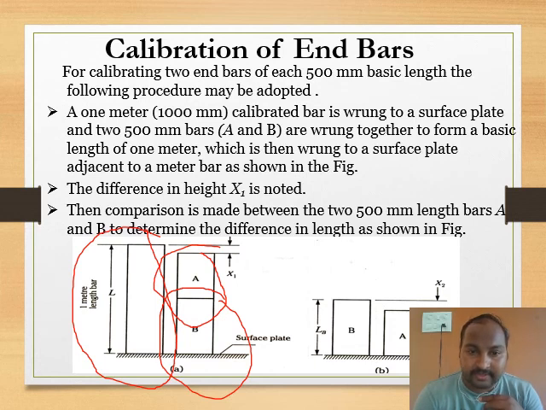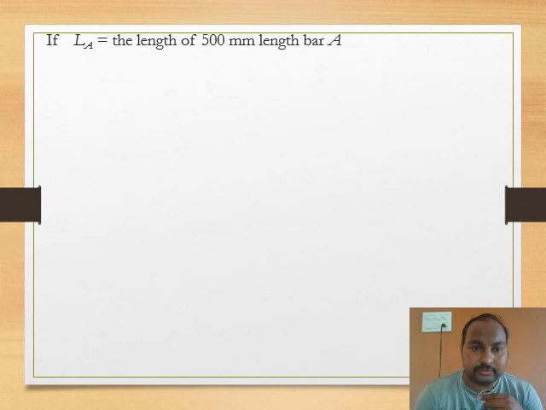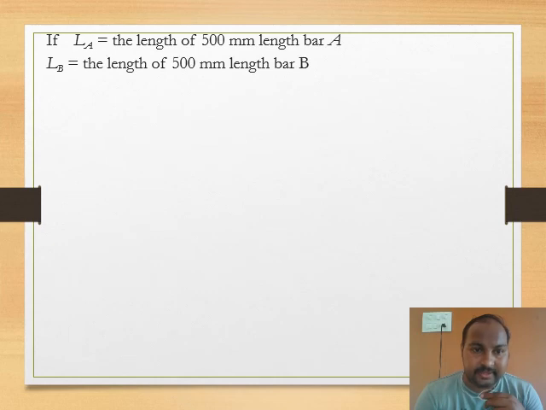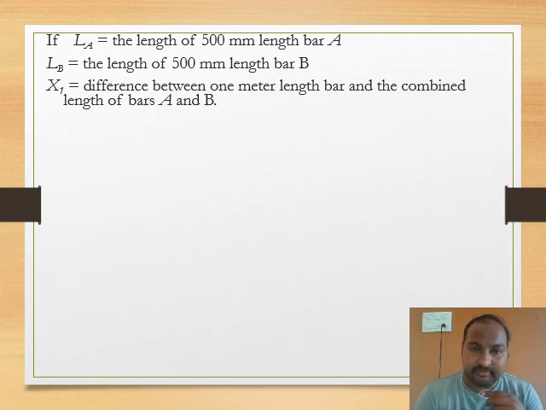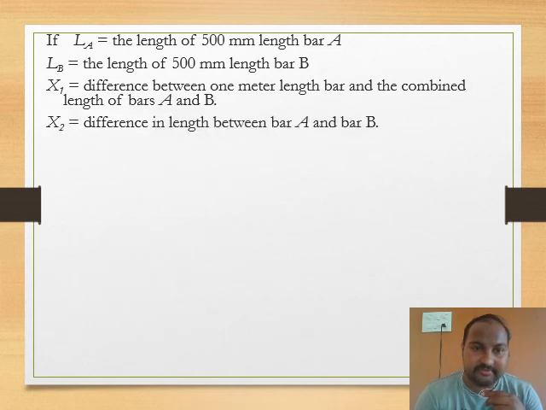Similarly, when I am comparing LB with LA, from the figure I can say that LA is shorter than LB by a length of x2, that is a height x2. So if LA is equal to the length of the 500 mm bar A, and LB is equal to the length of the 500 mm bar B, then x1 is the difference between the 1 meter bar and the combined lengths of A and B, as we discussed in the last figure. x2 is the difference in length between bar A and B. When I am comparing bar A and B, I get the difference in height as x2.